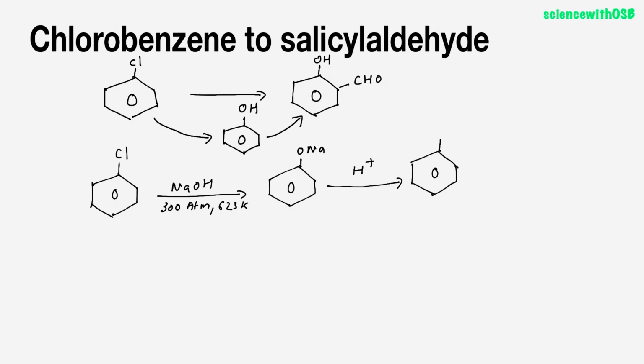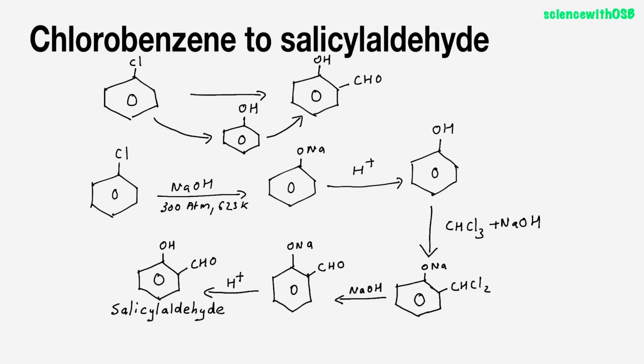Now we have to follow the Reimer-Tiemann reaction. Once you get phenol, just copy the steps of the Reimer-Tiemann reaction, which you already know. You already learned that name reaction by heart, right? Once you get phenol, just copy the steps of the Reimer-Tiemann reaction and you will get salicylaldehyde.